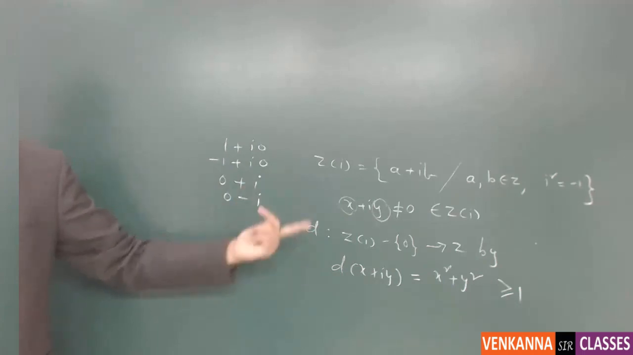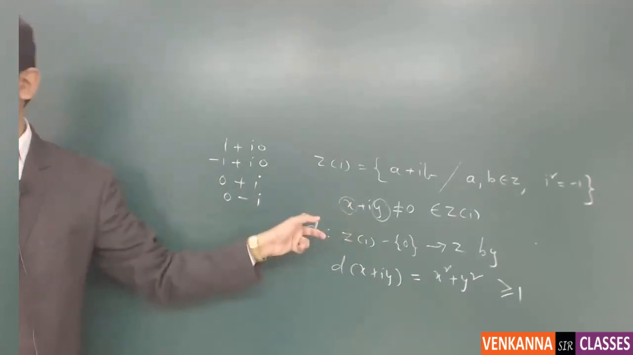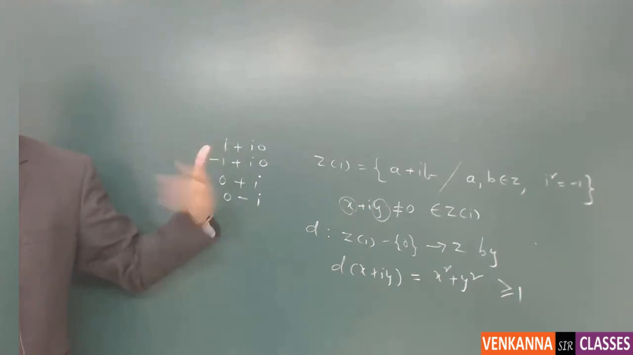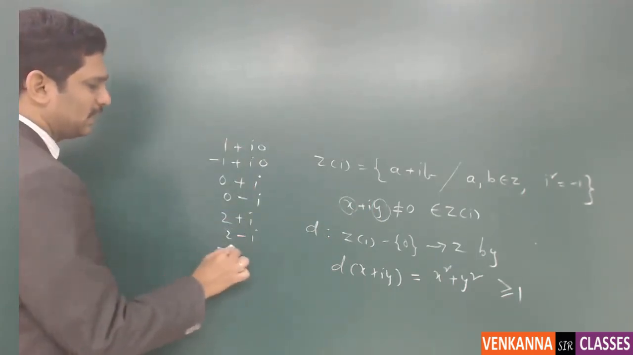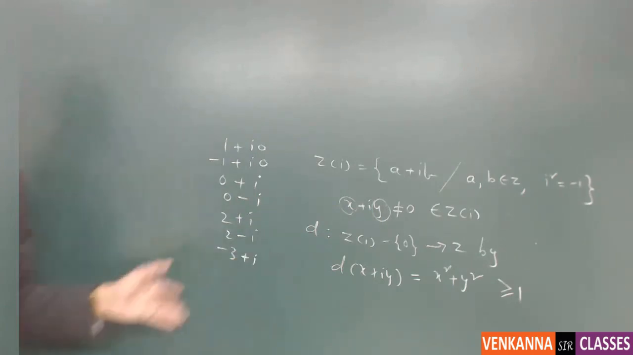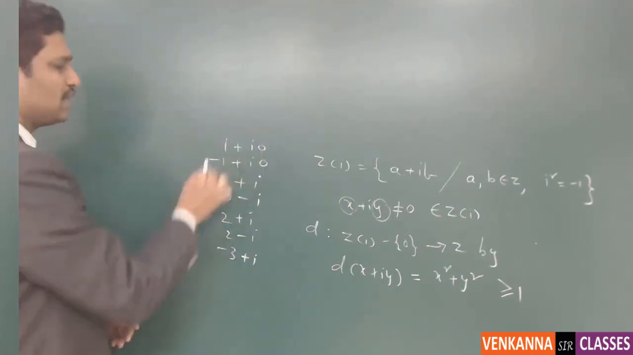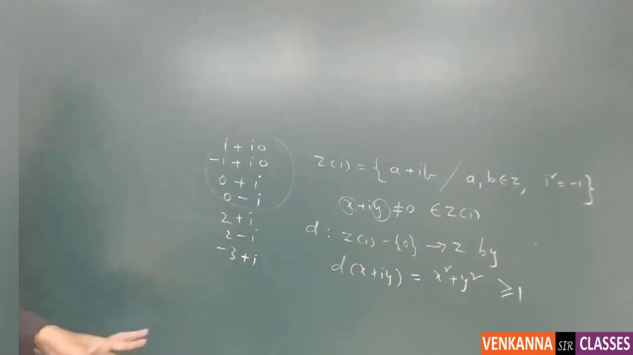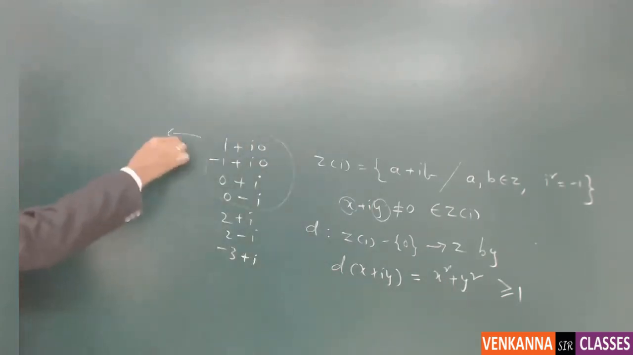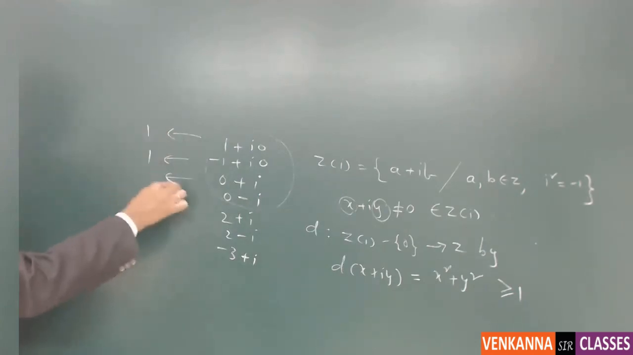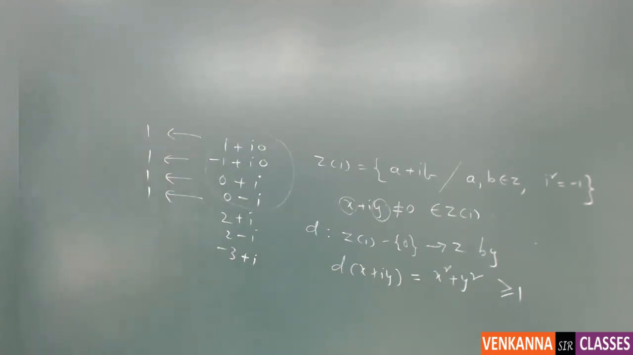If you take any bigger number in place of x and y, other than these, it will be different. So you can take 2 + i, 2 - i, -3 + i, etc. These are different. These are the smallest values. Whenever you apply the definition x squared plus y squared, for these the value is 1, 1, 1, 1. For the remaining ones, the value is always greater than 1.